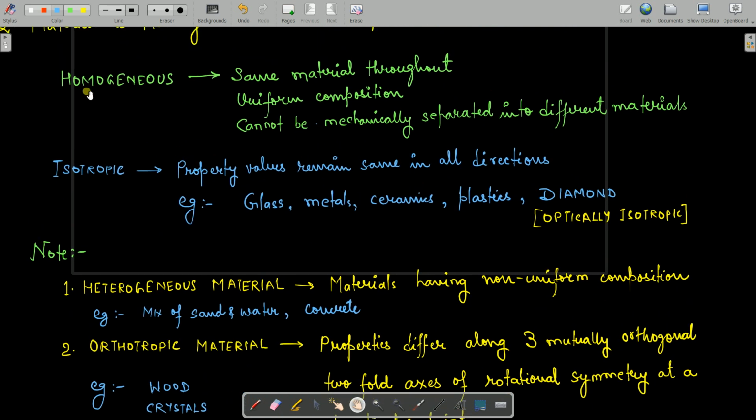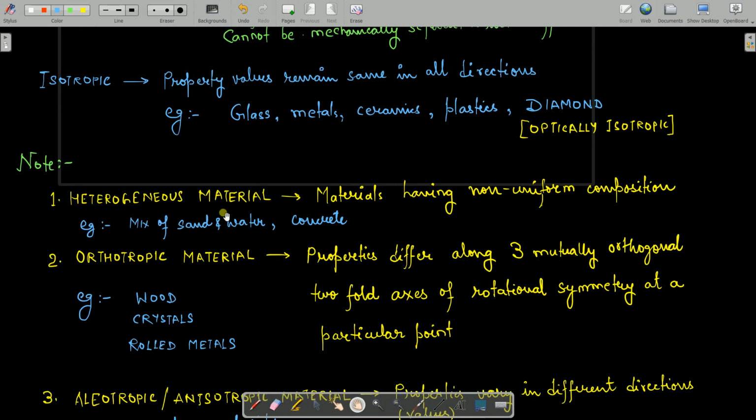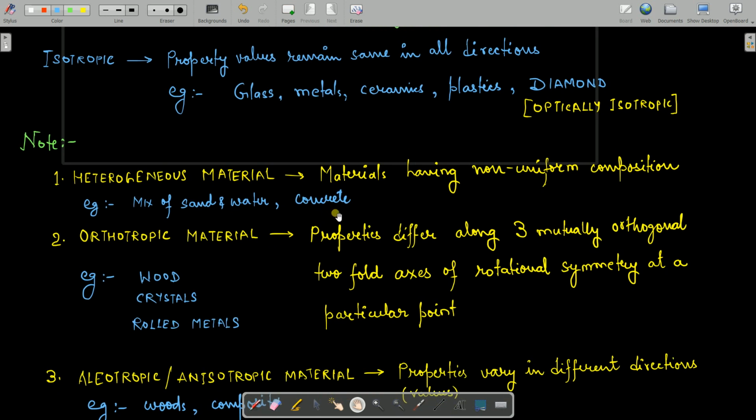If we have talked about homogeneous material, then of course we'll have to talk about heterogeneous material. Materials having non-uniform composition, just the opposite. For example, a mixture of sand and water, of course there are different materials. Concrete, yes. Cement reinforced with steel. These are all heterogeneous materials. Then orthotropic materials are also a case of, or rather you can say a subset of, anisotropic materials.